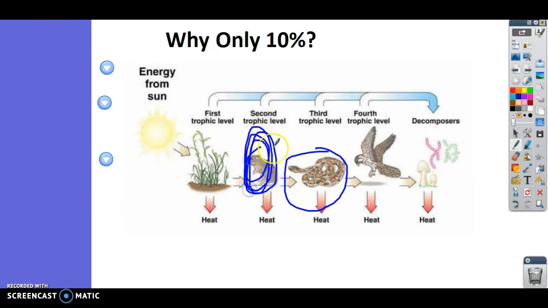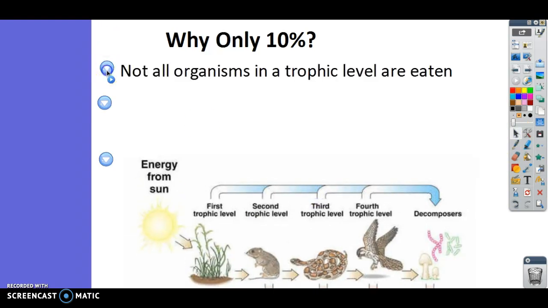So it would make sense that only some of the energy from the mice, the second trophic level, is going to the snake, because some of these animals are going to run away and they won't get eaten by the snake. So they're not going to give their energy to the snake because they ran away and escaped. Some of this grass isn't going to be eaten by the mouse, right? So that grass isn't going to give its energy to the mouse because it's just going to keep growing. So one of the reasons why we only get 10% of the energy moving from one level to the next is because not all of the organisms at a level are eaten.